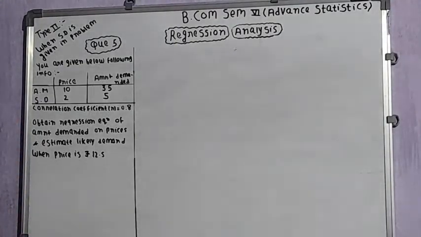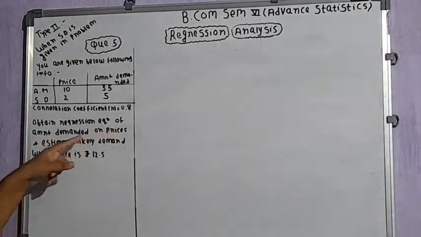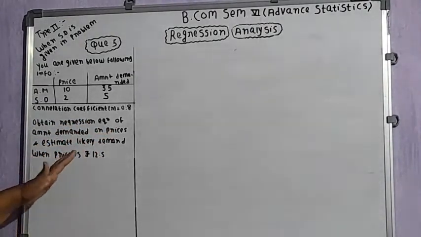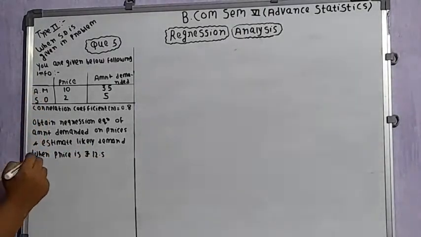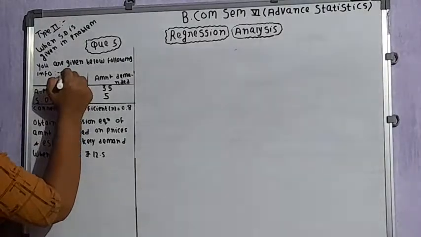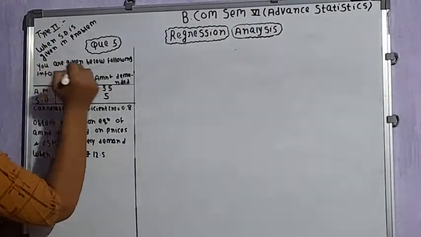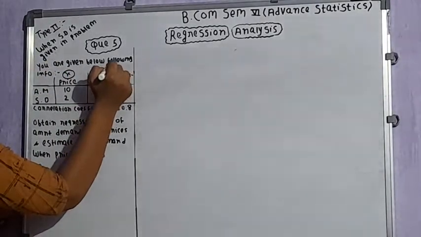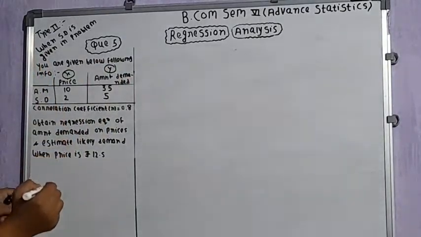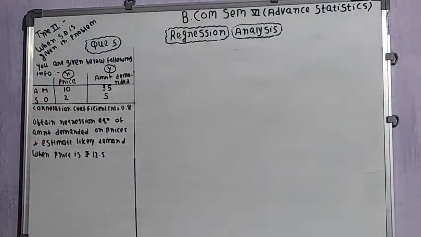We have been asked to obtain the regression equation of amount demanded on price and estimate likely demand when price is rupees 12.5. Okay. So we will consider that this price is the X variable and this amount demanded is the Y variable. Amount demanded means quantity demanded. Quantity demanded is the Y variable.